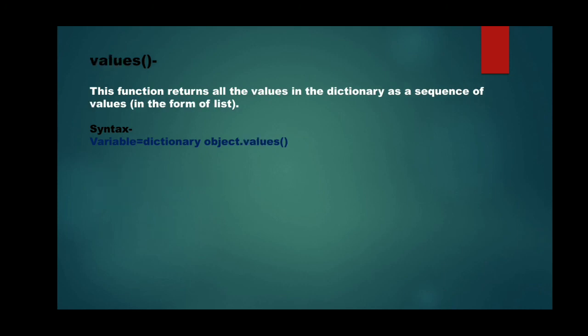Another function, values. Now this function is similar to the function keys. The keys function extracted all the keys of the dictionary. This function is going to extract all the values from the dictionary in a similar way, in the form of a list. So the syntax is variable is equal to dictionary object dot values. The example is, this is the same dictionary, and when I write y is equal to d dot values and print the value of y, see, this is how the values are displayed.